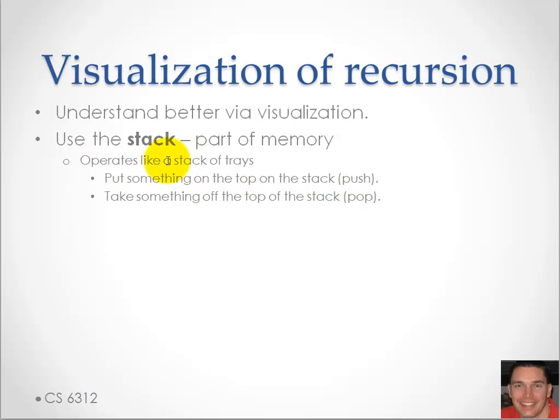The stack operates like a stack of trays, and there are two operations that we can do on the stack. We can put something on top of the stack, which is pushing it, and then we can take something off the top of the stack, which is called popping it. When we work with the stack, the only place we can work is the top of the stack. We can only push things on the top of the stack or pop things off the top of the stack.